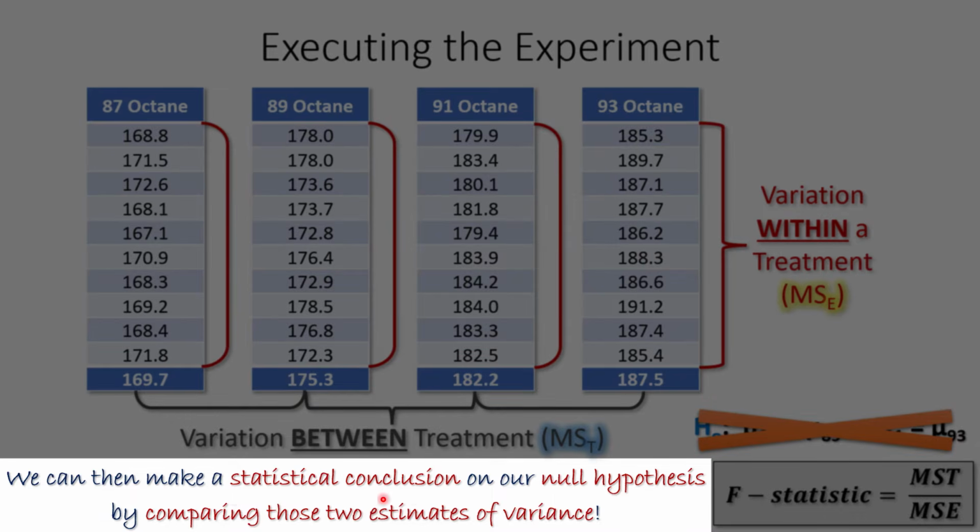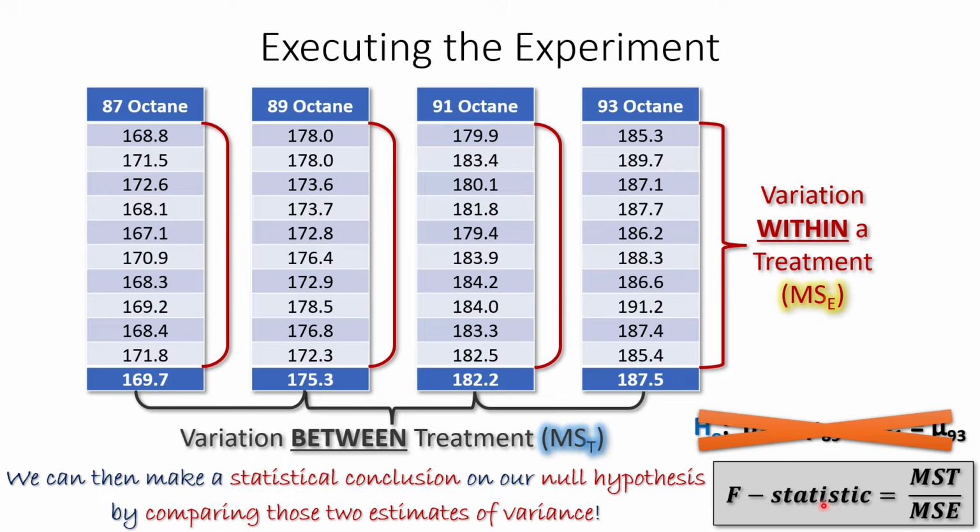We can make a statistical conclusion regarding our null hypothesis by comparing these two different estimates of variance. We're going to calculate an F value, or an F statistic, that is essentially a ratio of these two different estimates of variance to determine whether or not our null hypothesis is in fact true, or in this case is actually false. Make sense? And by the way, I know you've already seen the data and you know that the null hypothesis is false, but I want to make sure you understand whether the null hypothesis is true or false.